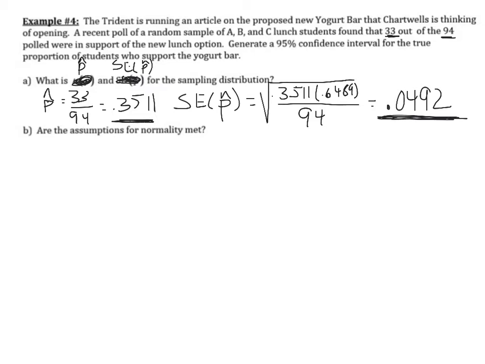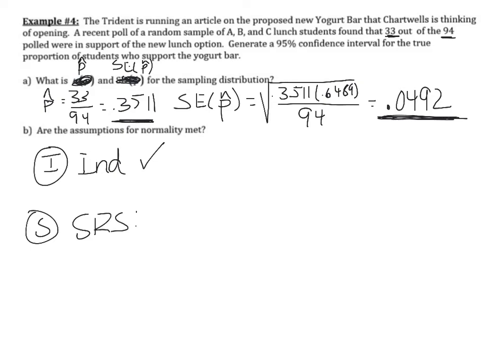Part 2 is our ISIS check, so our independence check. Do you believe that student views, when asked randomly at lunch, would be independent of each other? And I think that there should be no reason why we believe that they're not. Just randomly choosing a student and asking them if they want a yogurt bar should be a fairly independent response. So that is good. Our second thing that we're looking for is, is this an SRS? So are the 94 chosen students chosen at random? And it says that it is a random sample. So rarely does it say simple random sample. So random sample is given to us. So yes, we know that this is a random sample, 2 for 2.